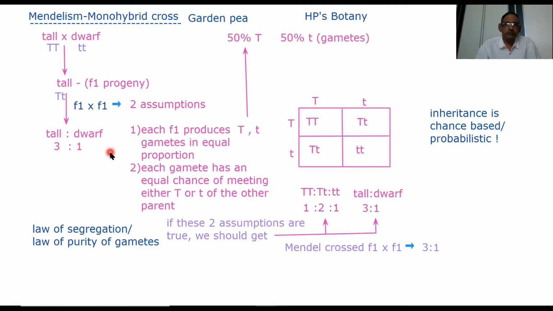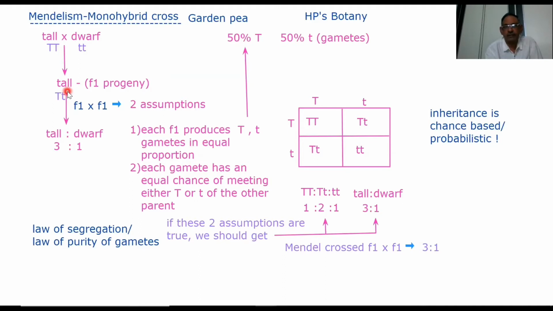It is a totally different issue that these tall and dwarf progeny appear in 3:1 ratio in the F2 generation. That, of course, is the basis for Mendel's first law of inheritance, the law of segregation, also known as law of purity of gametes. But my point here is that Mendel reasoned that this tall progeny had a dwarf trait within it, which is not expressed, because this tall plant, if self-pollinated, will produce dwarf progeny.